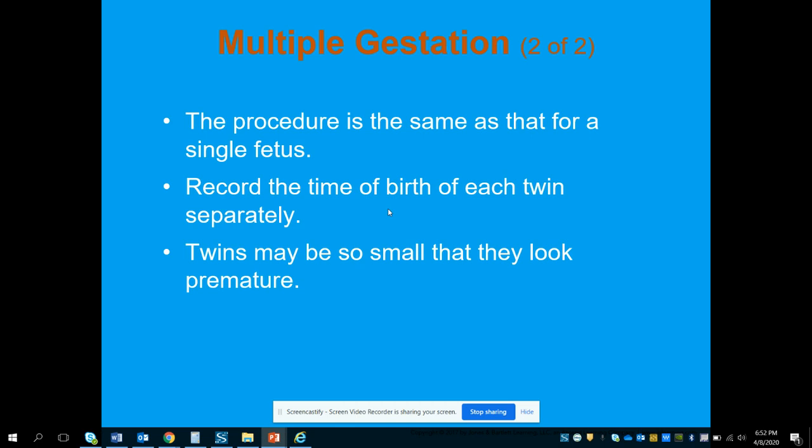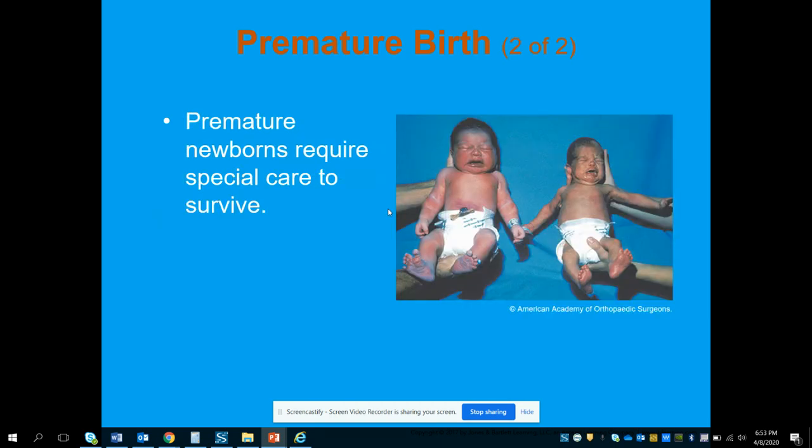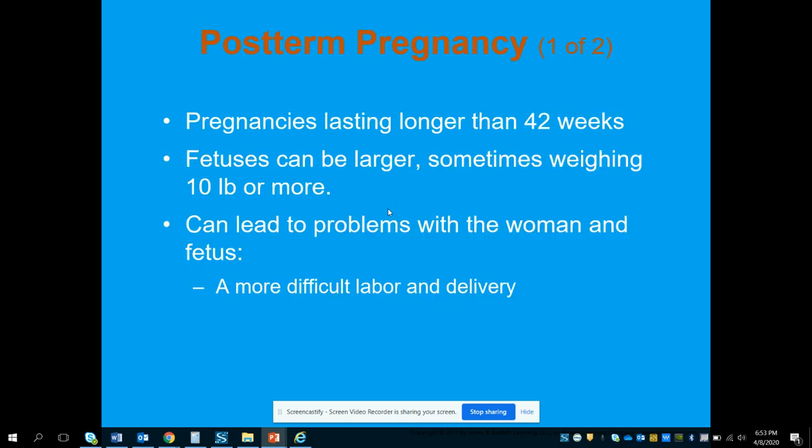Twins may be so small that they look premature, but remember, they're not. The average gestation, what's considered full term for twins, is actually 36 weeks. So premature birth is considered any baby born before 36 weeks or who weighs less than 5 pounds, unless it's twins, because that's pretty normal for twins. But if it's a single fetus that is born before 36 weeks or who weighs less than 5 pounds, they are considered premature. A premature newborn is smaller and thinner, and the head looks proportionally larger. This is a premature newborn, and this is kind of an old picture, but a premature newborn in comparison to a typical size newborn. They might need some special care to survive. They might need to spend some time in a NICU, or neonatal intensive care unit. Temperature management is huge for them.